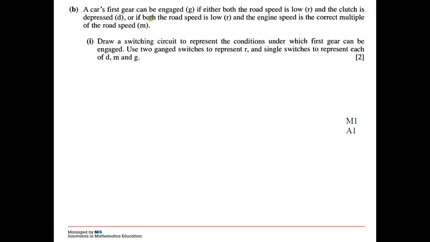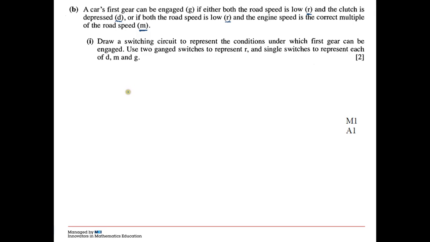Right, here we go. Second part. The car's first gear can be engaged, G, if either both the road speed is low, R, and the clutch is depressed, D, or if the road speed is low and the engine speed is a correct multiple of the road speed. Draw a switching circuit. It's not as bad as it looks.